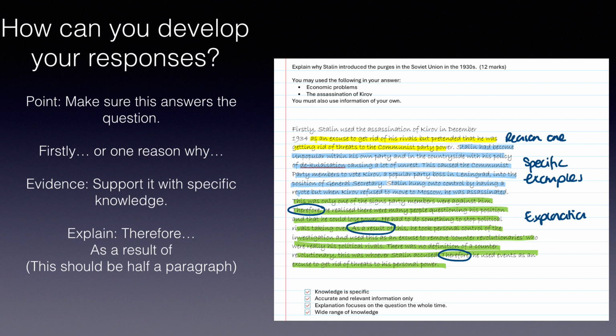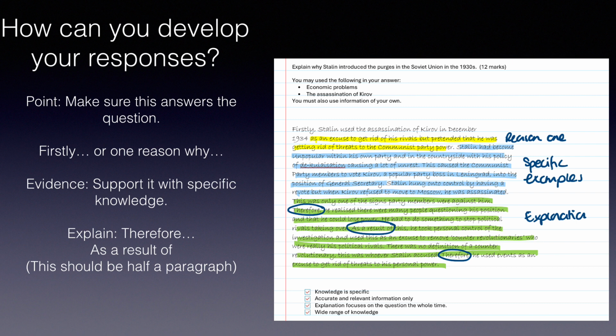So, in here we have very specific knowledge. We have selected the accurate information and only relevant information. We've got an explanation which focuses on the question the whole time. So, what is it doing? Why is it threatening him? And that wider range of knowledge as well. So it's talking about Kirov, but it links it to the countryside and why the party members were unhappy with him, and dekulakization as well.